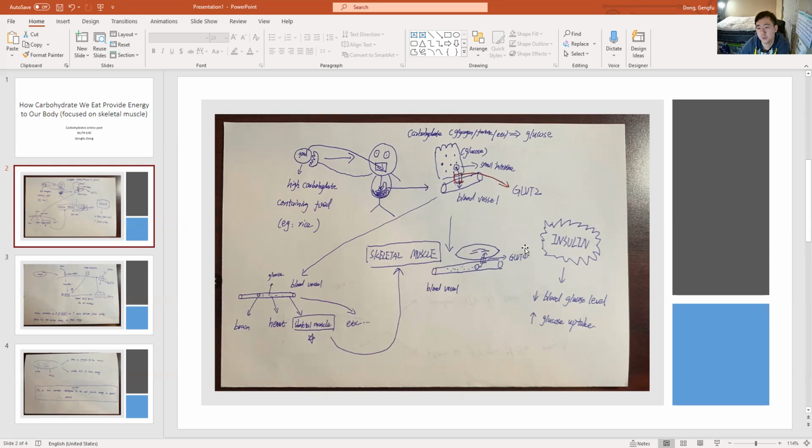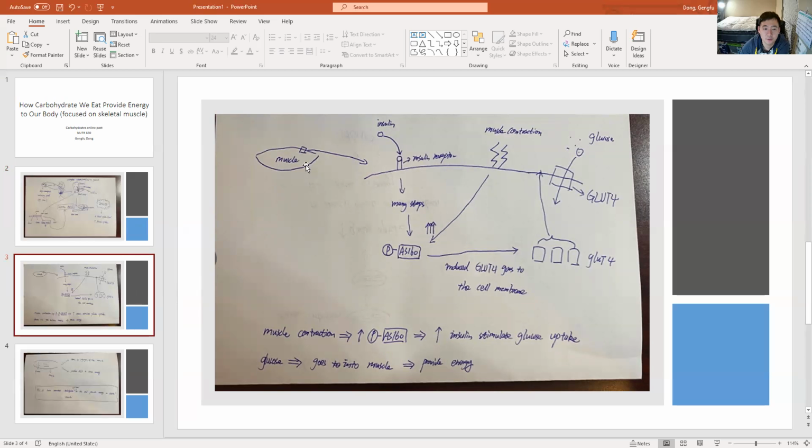And as we know, after we finish eating, the insulin level will increase inside our body. And insulin helps to decrease the blood glucose level and increase the skeletal muscle glucose uptake. But how does the glucose from the blood vessel transport into the skeletal muscle?